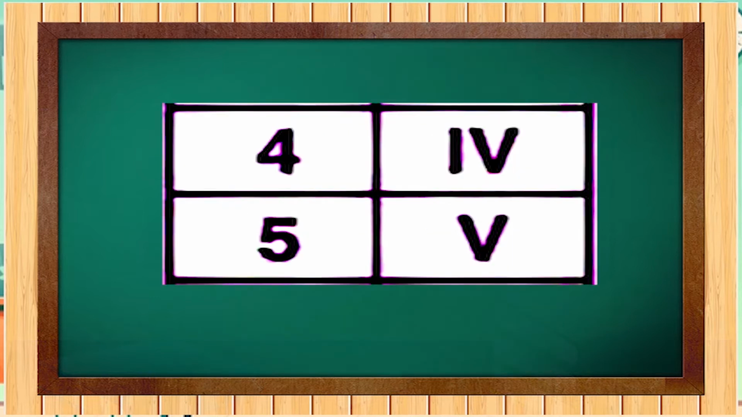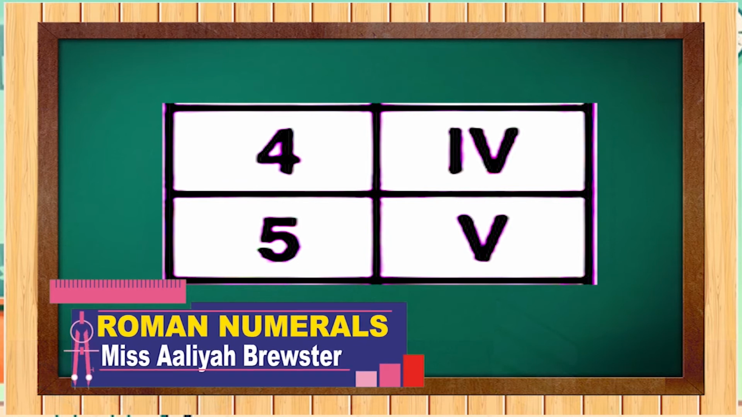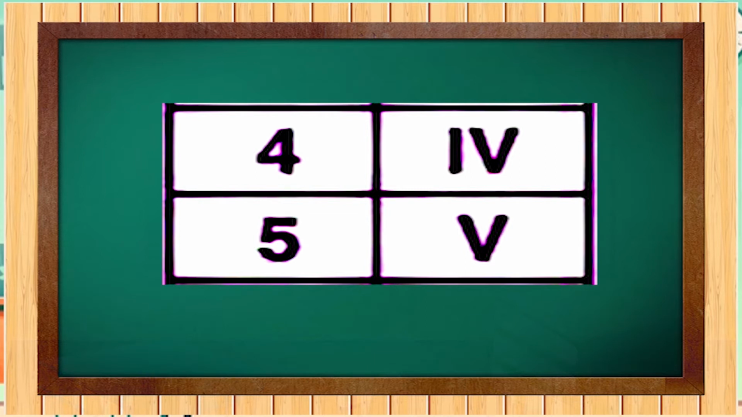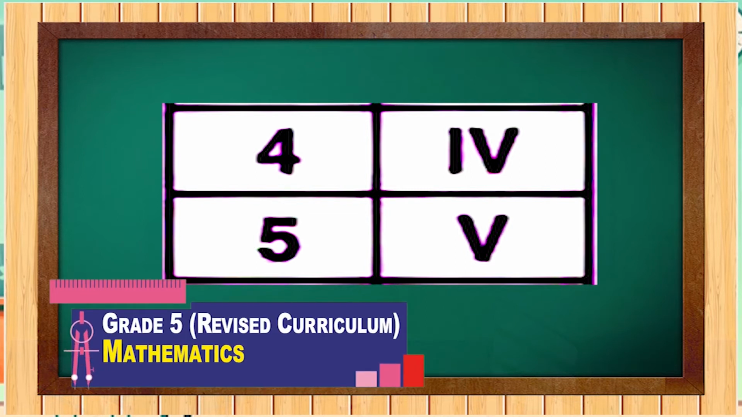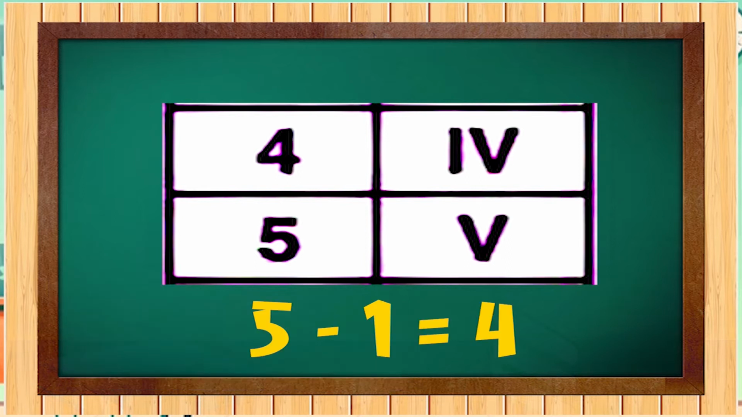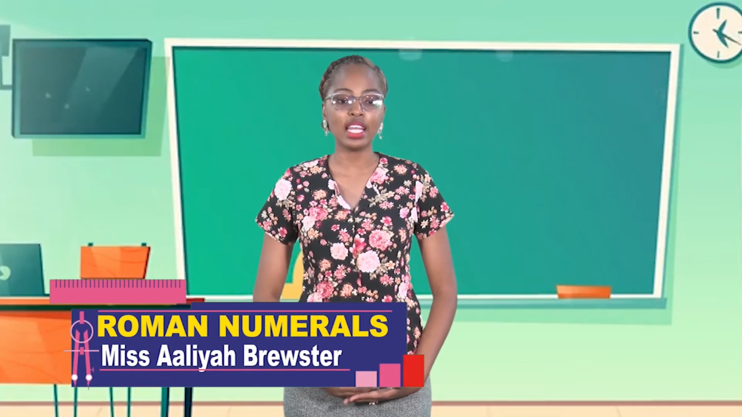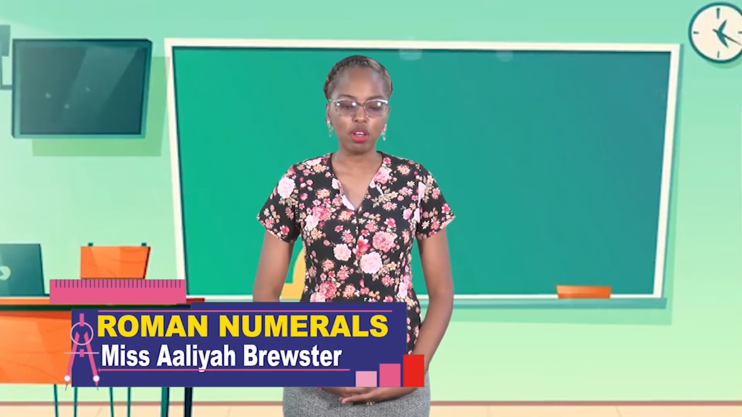If you look at the symbols for the numerals 4 and 5, you would notice something different and something that's similar. Both of them have the letter V as the symbol to represent it. However, for numeral 4, there's an I before the V. Now, when you see there's a symbol before a larger letter, it means that 5 minus 1 equals 4. So that's called the subtracting principle. This would help you to be able to write and identify Roman numerals as we go along.